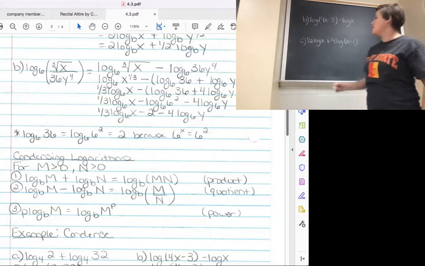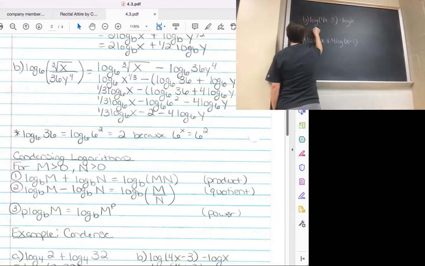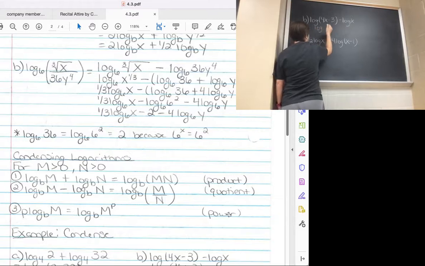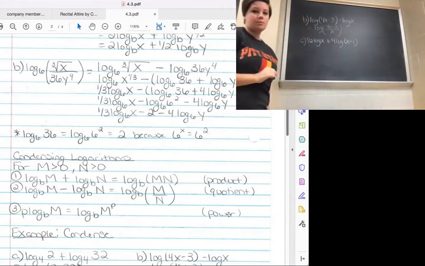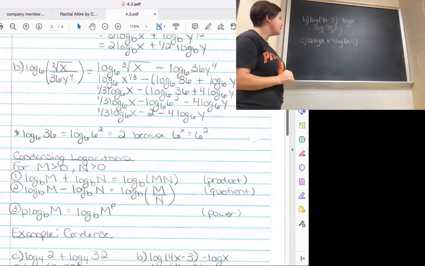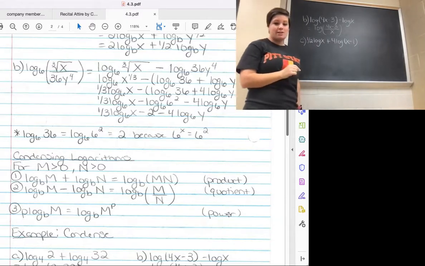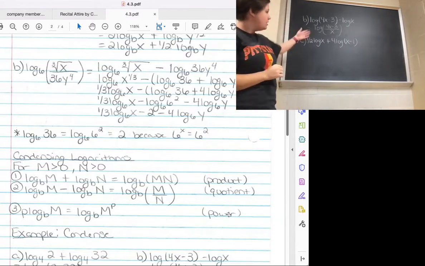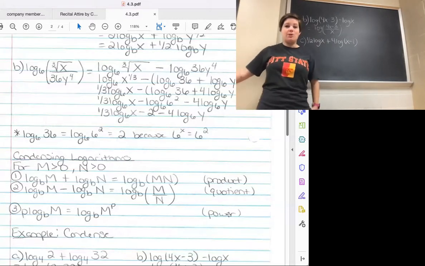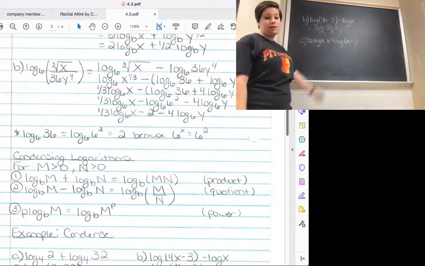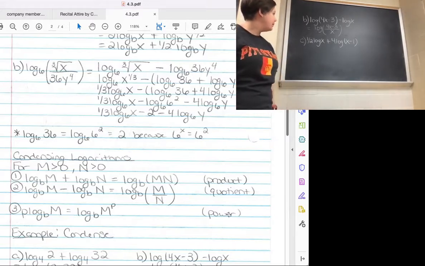So since it's a minus, that tells you it's the quotient rule. So you have log, and they always write the numerator first, so that's the 4x minus 3 over your denominator, which is the second log, which is x. We can't combine those any further. We can't simplify that any further. That is the end of that problem. So sometimes there's a lot of steps like our first one. Sometimes it's a single step like this one. Okay?